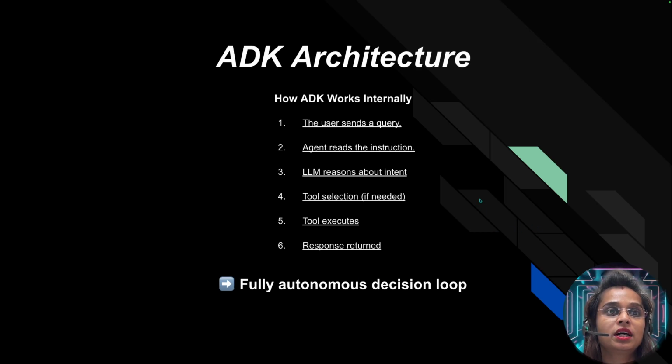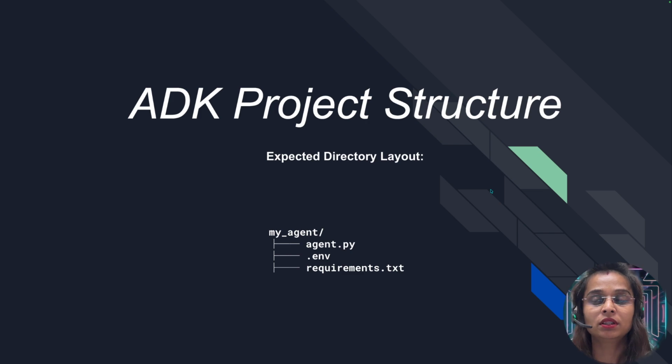So the architecture I have already explained, but to explain it in short, how it works internally is like this: the user sends the query, the agent reads the instructions, and the LLM reasons. The LLM has reasoning capabilities, right? So it reasons about the intent of the user's query. Then tool selection happens: it selects which of the functions, which we call tools, to use, executes that tool, and the response is returned from the output of the tool. So this is the fully autonomous decision loop that is happening in the architecture.